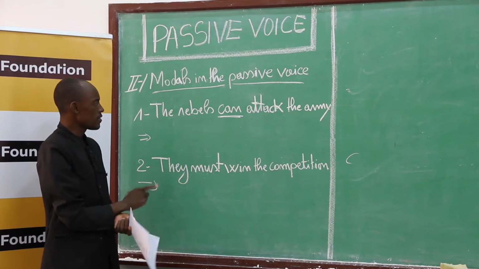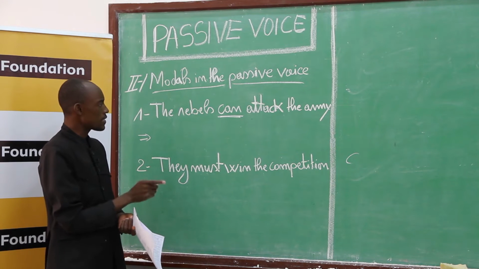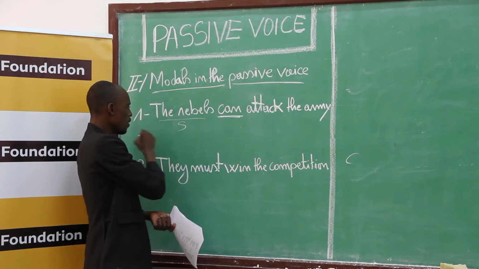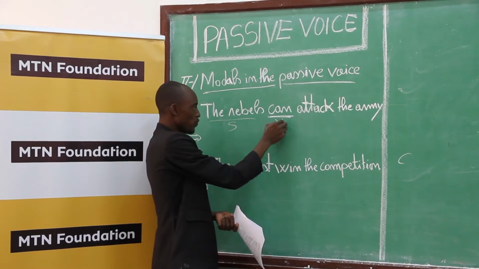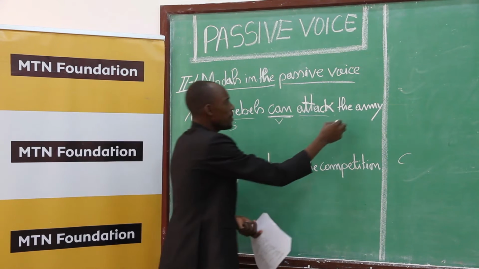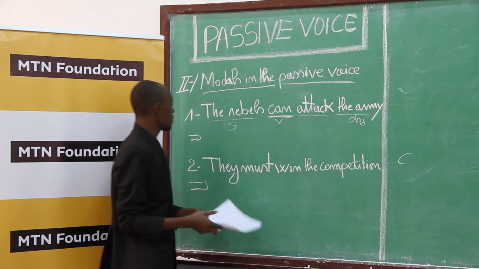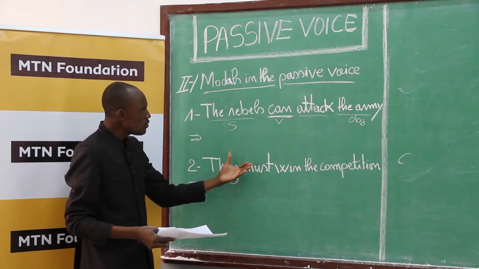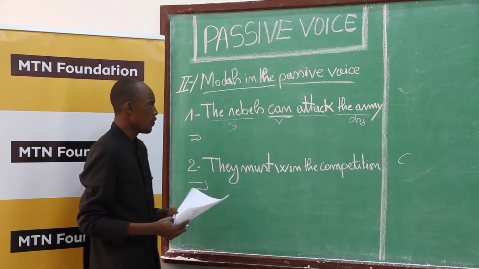Now let's turn. This sentence is in active voice: The rebels can attack the army. Here the subject is the rebels, and here we have the first verb, and the second verb, which is in the infinitive. And the object is here. This is the object. The rebels do the actions of the verbs.